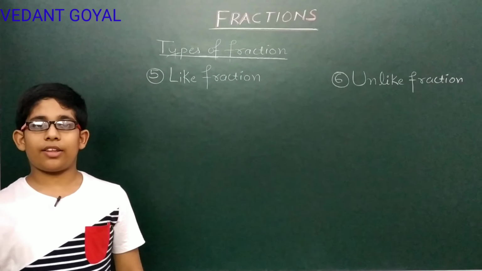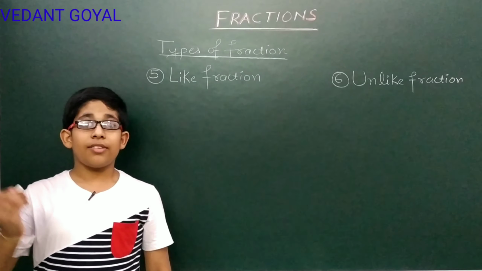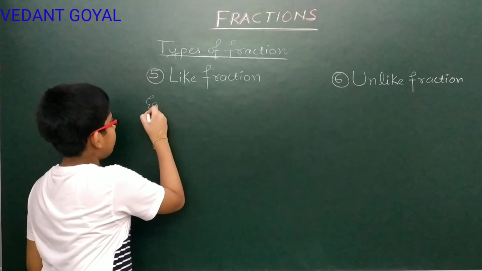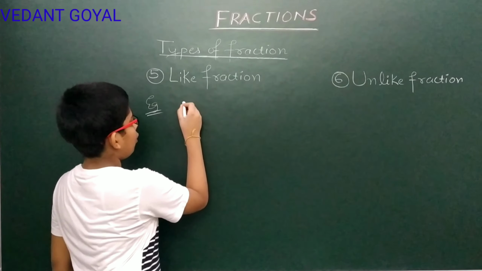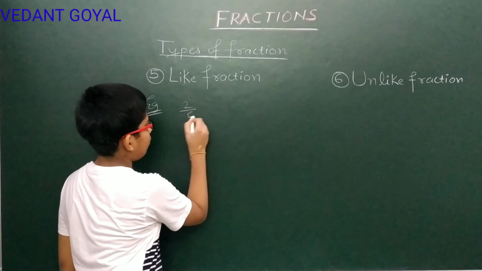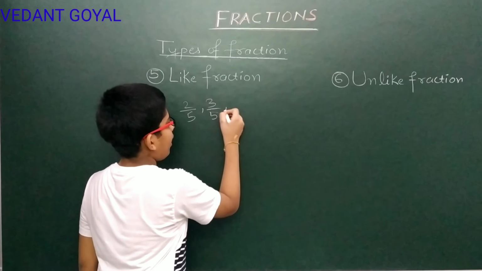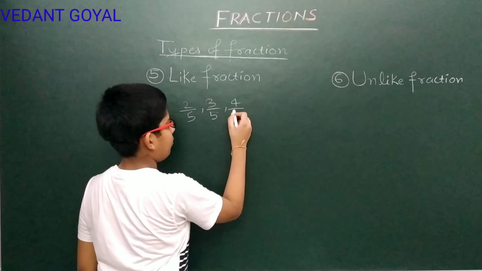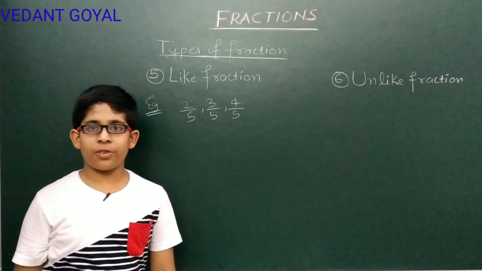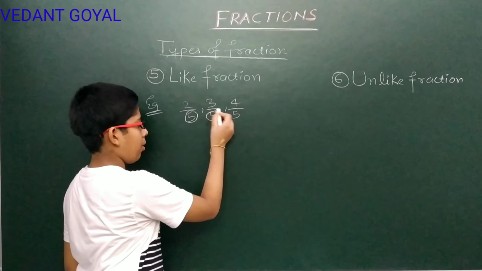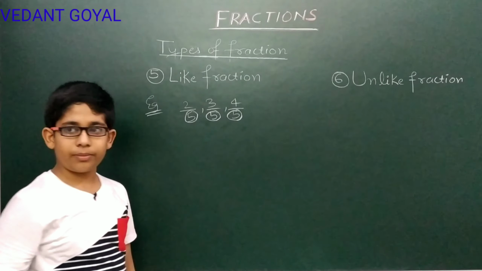Understood? Next is like fractions. What are like fractions? Like fractions are the fractions which have the same denominator. Let's take an example. 2 by 5, 3 by 5 and 4 by 5. You can observe that all the fractions have the same denominator 5.